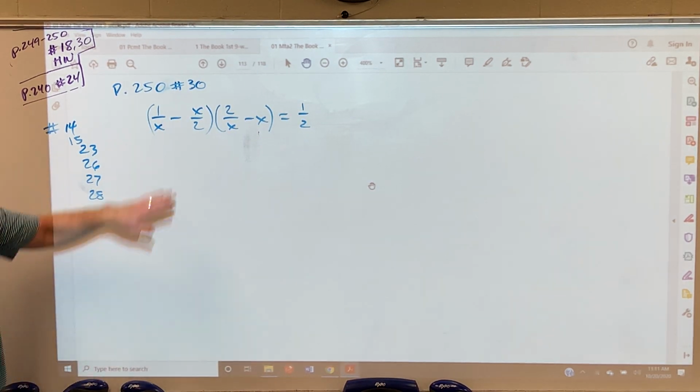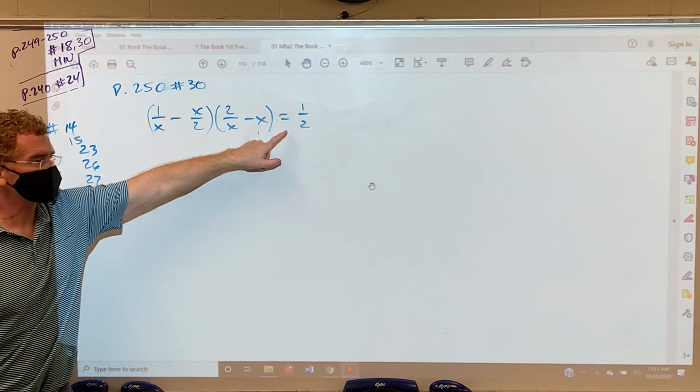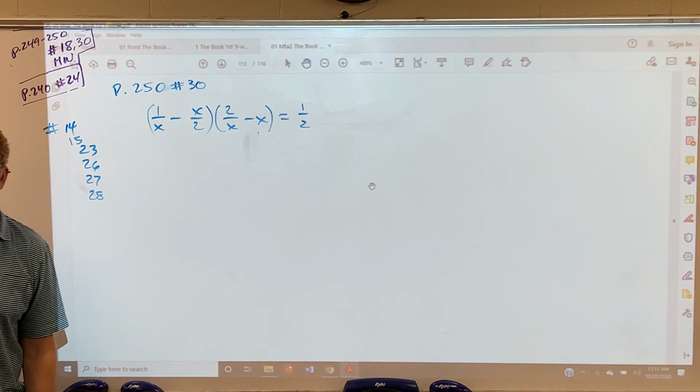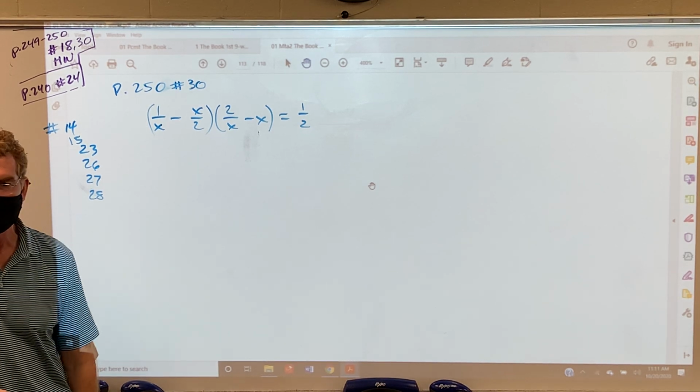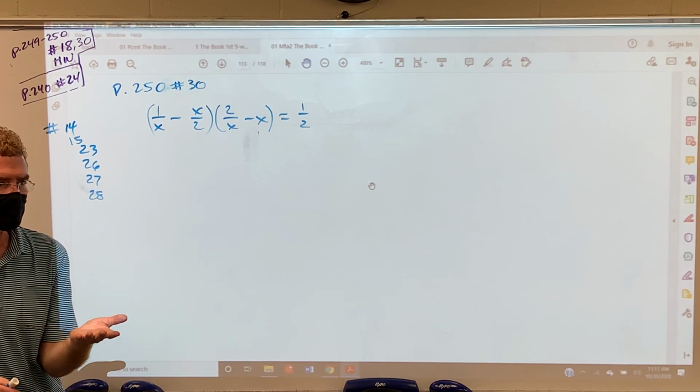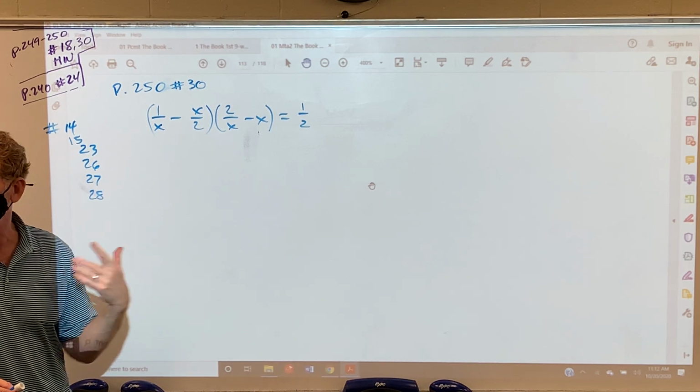All right? It says solve. So if it's solve, if you wanted to, you can multiply both sides by some number that would cancel out fractions, right? But can you even tell what that is yet? No. Because you haven't FOILed it all out yet.